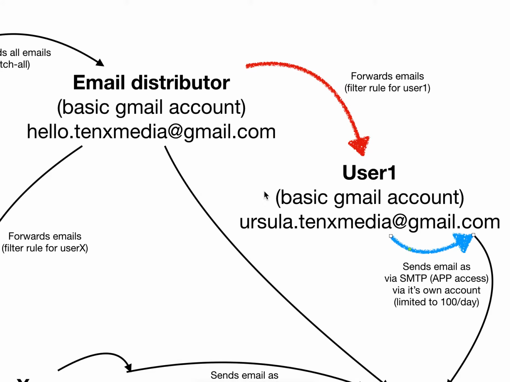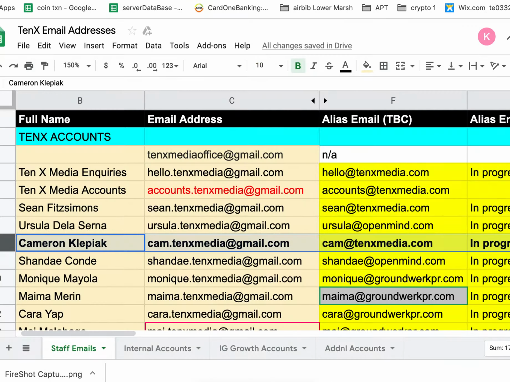Now we want to set up two things that allow us to send an email as someone else under a corporate email address and to also receive it. So that's two connections, the red one and the blue one. We start with the red one. So we want to do that for Cam.